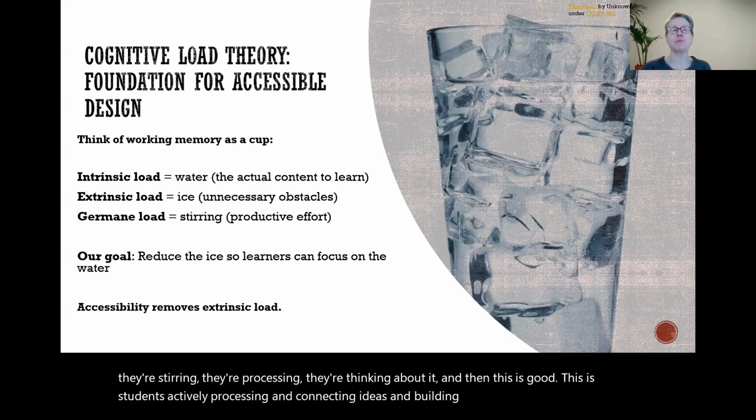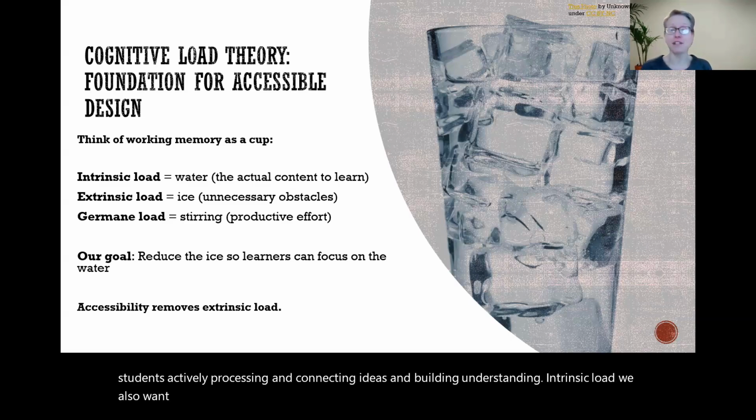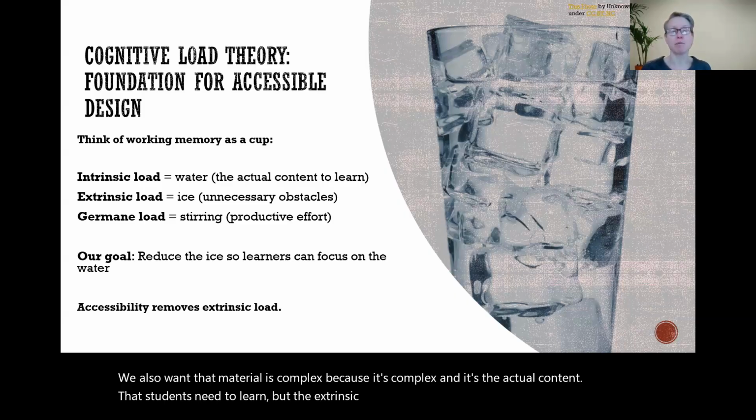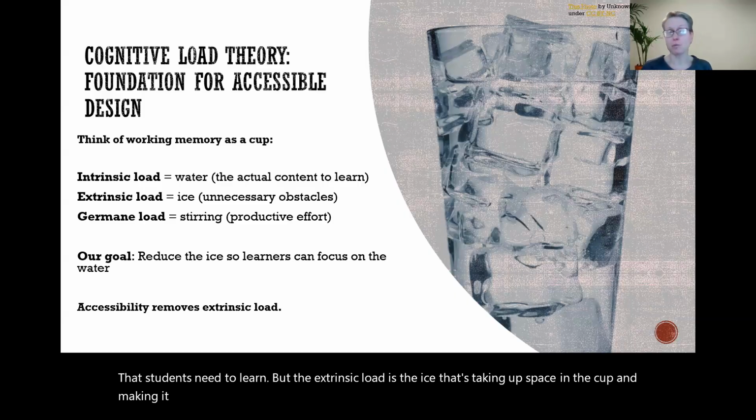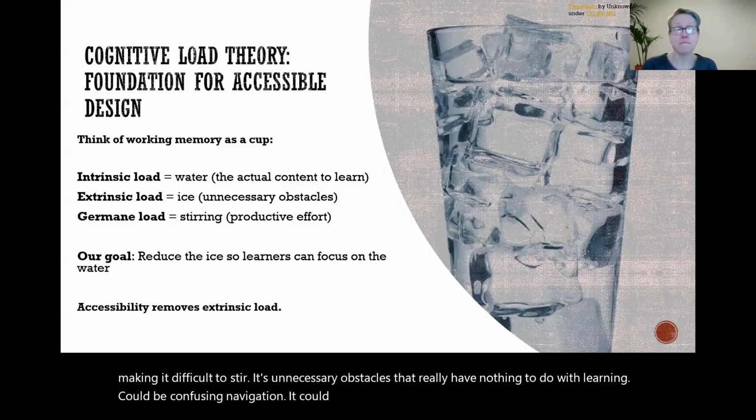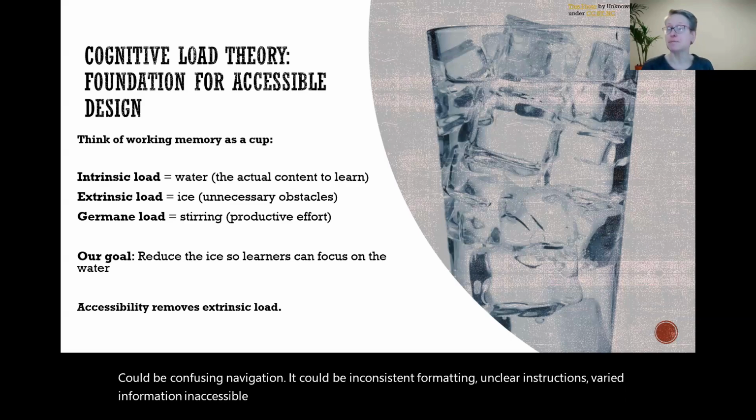Intrinsic load, we also want that. Material is complex because it's complex, and it's the actual content that students need to learn. But the extrinsic load is the ice that's taking up space in the cup and making it difficult to stir. It's unnecessary obstacles that really have nothing to do with learning. Could be confusing navigation. It could be inconsistent formatting, unclear instructions, buried information, inaccessible materials that students can't even access.